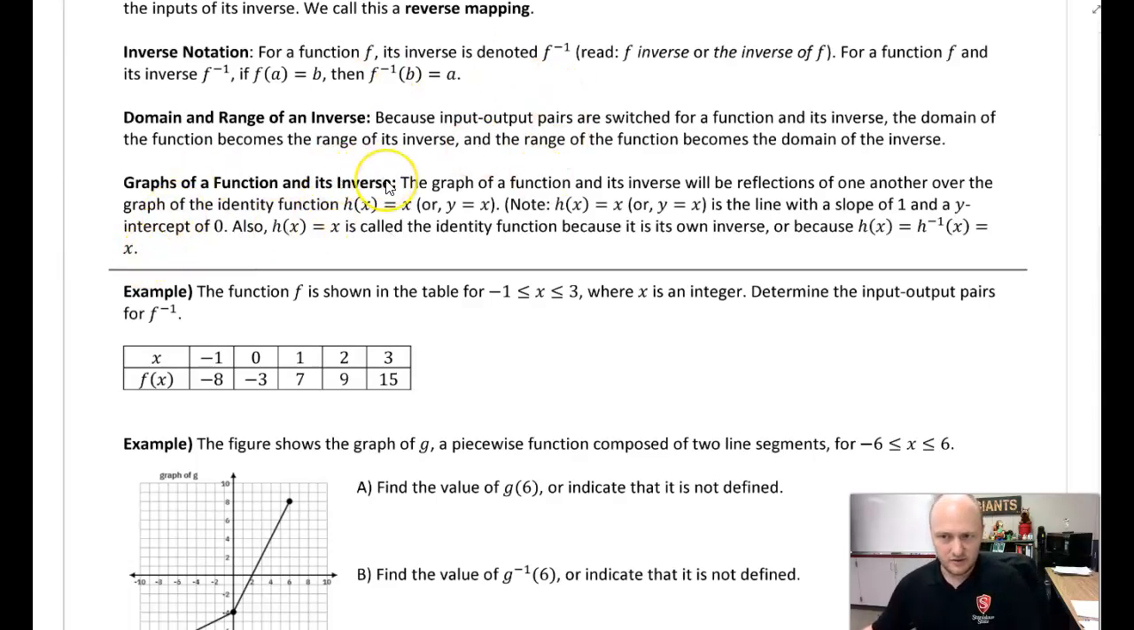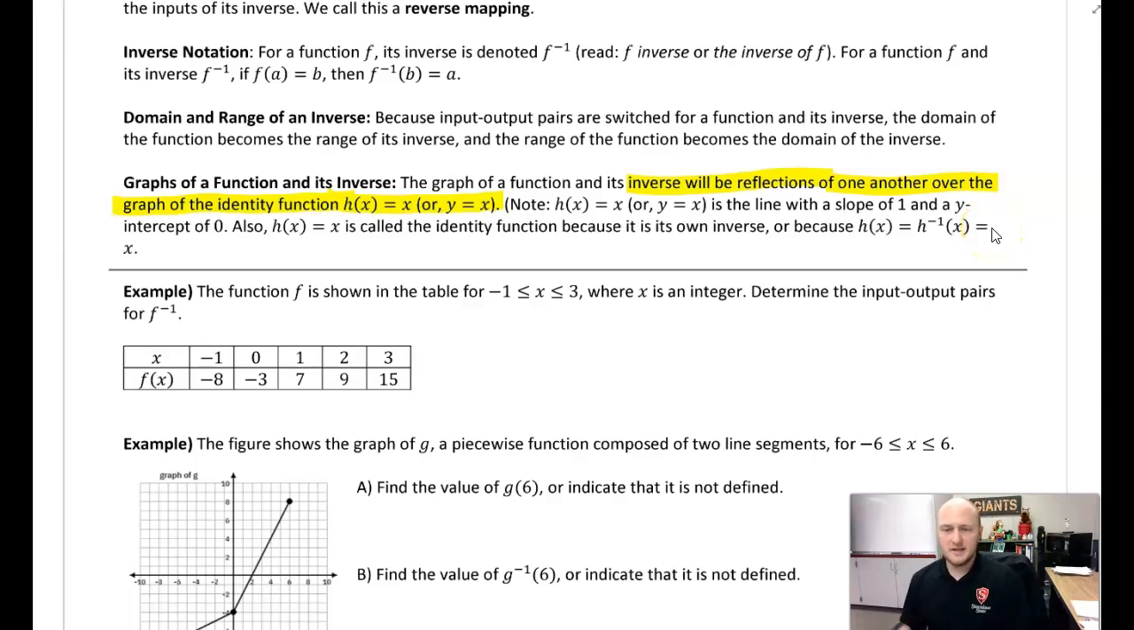Graphs of a function and its inverse. Plain and simple, again, you're just going to switch your x and your y. And what happens for an inverse function is that we will be reflections over one another, over the graph of the identity function, which is f of x equals x, or h of x equals x. In x's and y's, it's y equals x. It's just the straight line with a slope of 1 and a y-intercept of 0. Also, h of x equals x is the identity function because it is its own inverse, because h of x equals h inverse of x, which is equal to x.